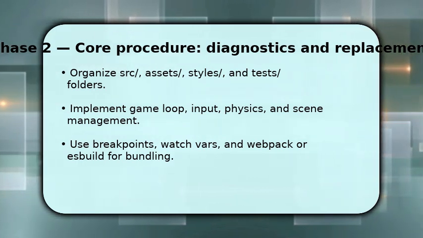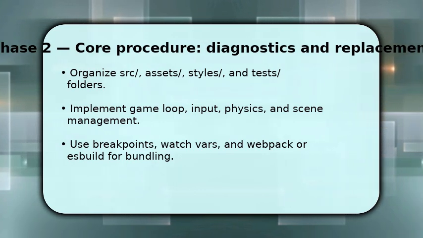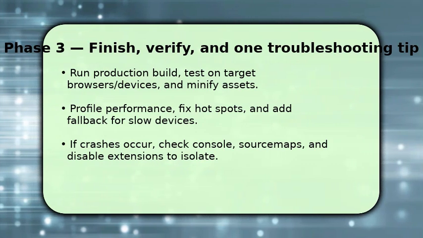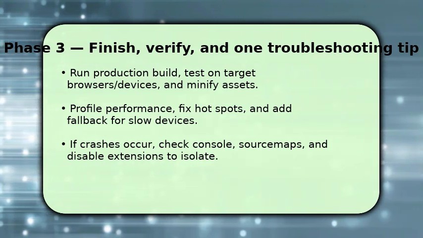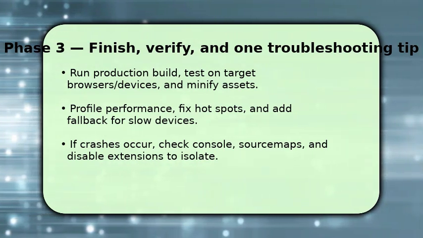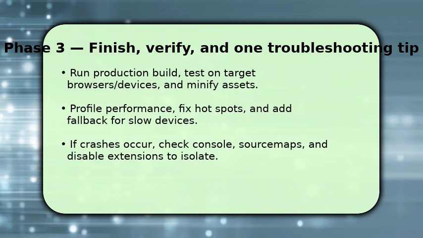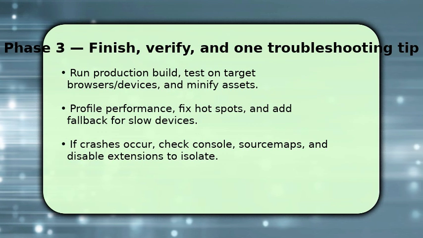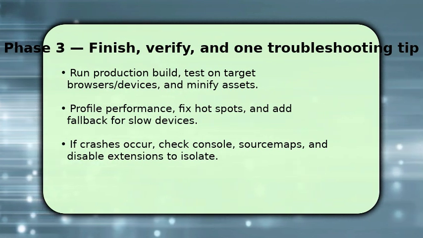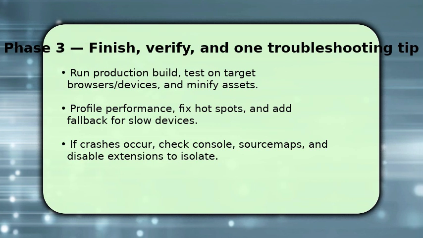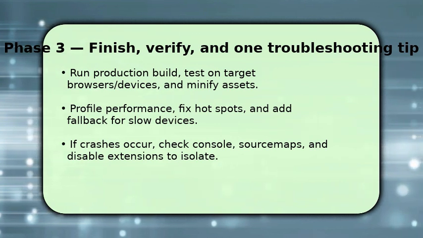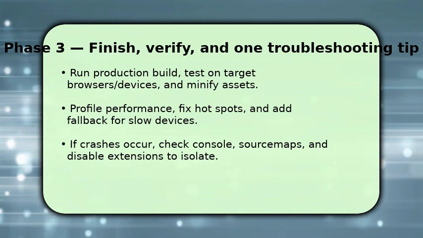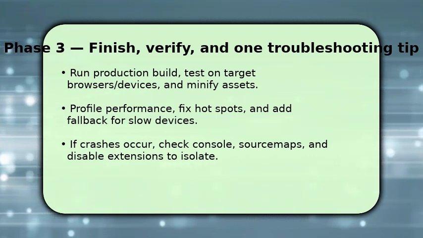You finish by creating a production build and testing on your target devices. Run the bundled output and verify loading, input, and performance. Once done, profile CPU and memory to remove bottlenecks and minify assets to reduce load times. Make sure to update package.json scripts for build and serve so teammates can reproduce results. If something goes wrong, check the browser or terminal console, enable source maps, and temporarily disable VS Code extensions to isolate faults.